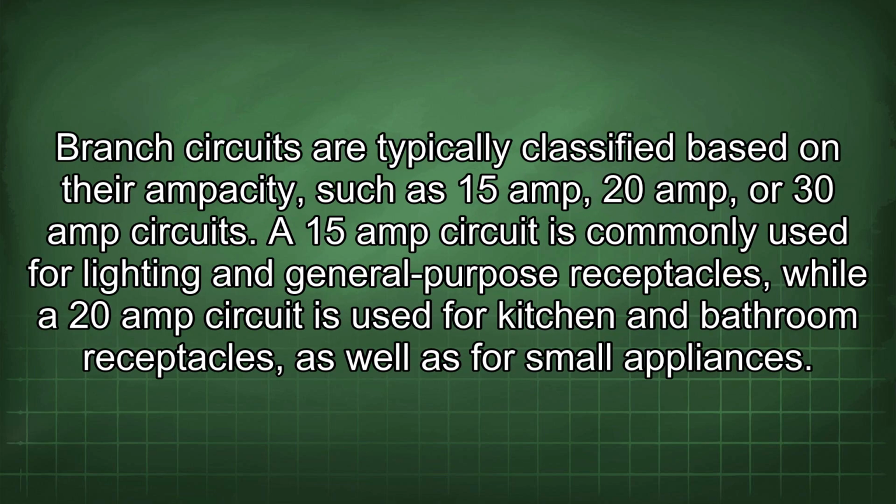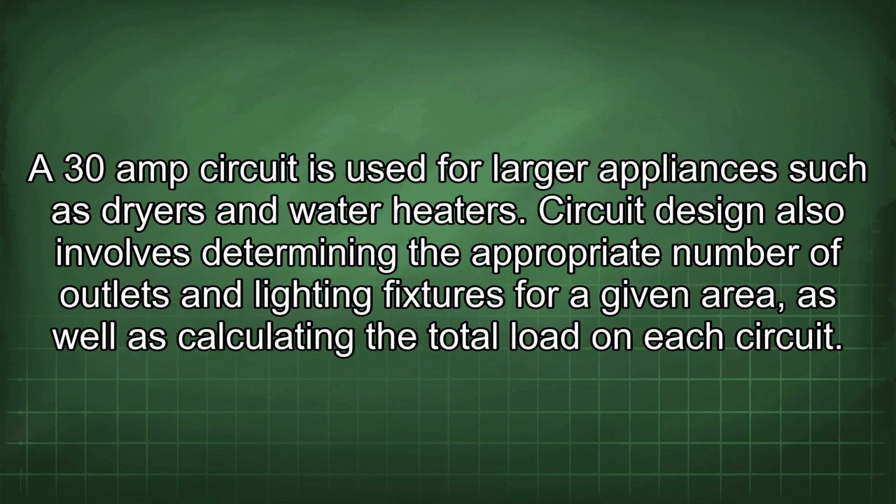Branch circuits are typically classified based on their ampacity, such as 15 amp, 20 amp, or 30 amp circuits. A 15 amp circuit is commonly used for lighting and general purpose receptacles, while a 20 amp circuit is used for kitchen and bathroom receptacles, as well as for small appliances. A 30 amp circuit is used for larger appliances such as dryers and water heaters. Circuit design also involves determining the appropriate number of outlets and lighting fixtures for a given area, as well as calculating the total load on each circuit.